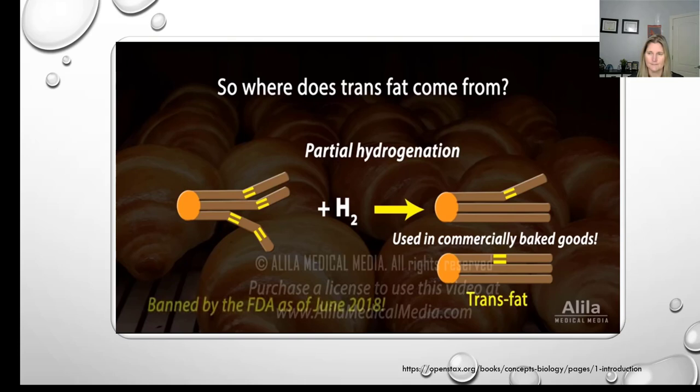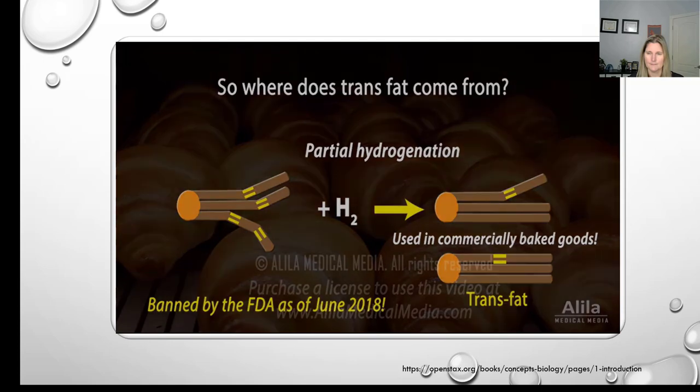The FDA has officially banned production of partially hydrogenated oils in June 2018, but products made earlier may still be in use until January 2020.